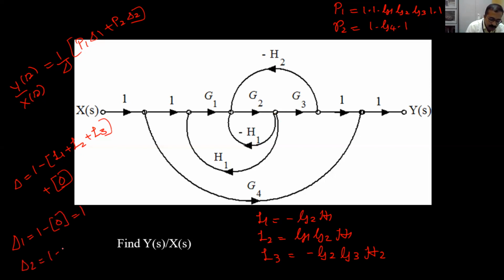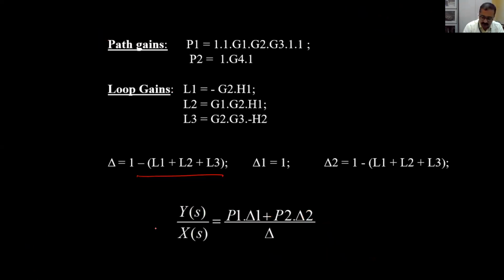What is delta 2? 1 minus sum of all loop gains not touching the second forward path. Which is the second forward path? 1, G4, 1. Okay, so we have the gain product of these three. So what do you get? Oh sorry, 1 minus sum of all the loops not touching. Okay, so 1 minus L1 plus L2 plus L3. Other terms will be 0. Okay, that is what is shown here. Okay, finally, what is the transfer function? P1 delta 1 plus P2 delta 2, whole divided by delta.